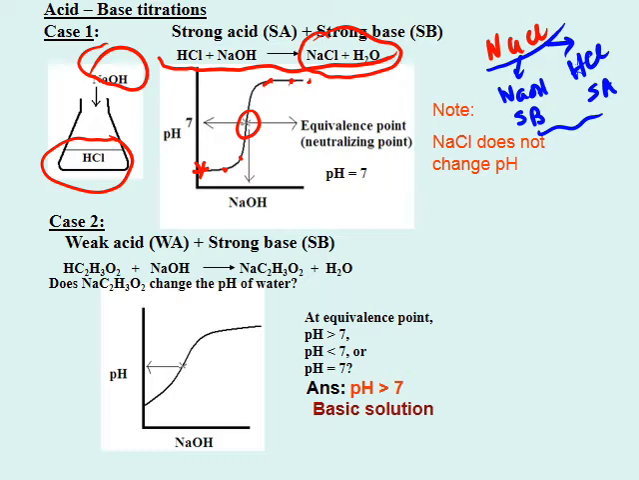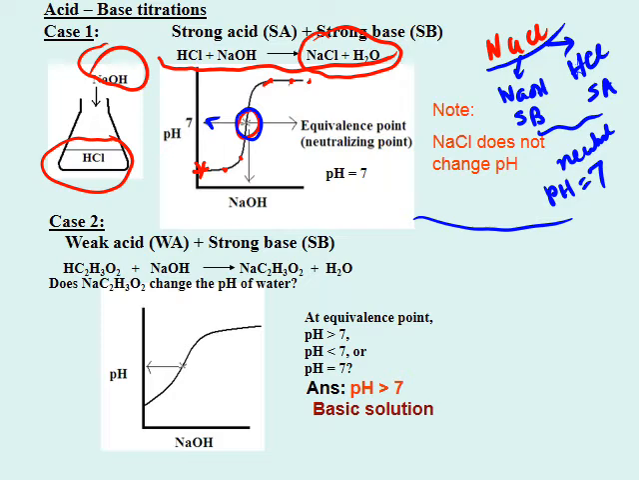Neither property is going to be dominant, so it's going to be neutral, and pH equal to 7. In other words, in this pH titration of a strong acid and strong base, the equivalence point is going to happen at pH 7. But that may not be the case with other acid-base titrations.